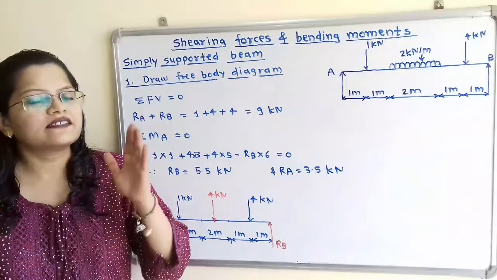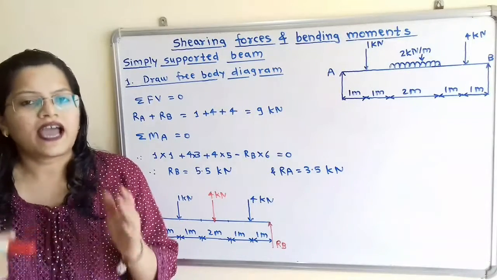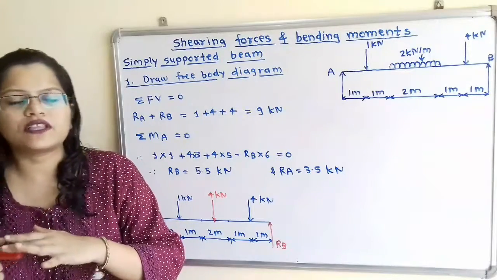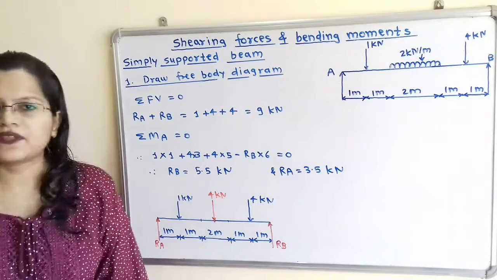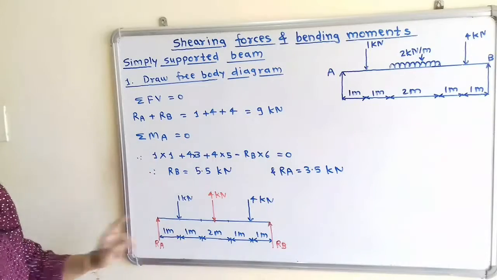So we can write this summation of all vertical forces is equal to 0, and we can take the summation of the moment of all the forces about any point. We can select either A or B. About the point A is equal to 0. So we will select here the point A.